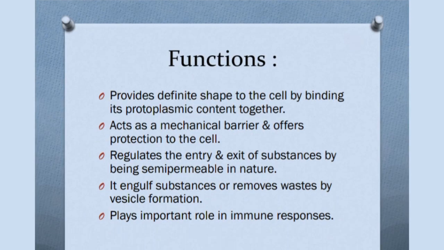Now, what are the various functions of the plasma membrane? First function is the plasma membrane provides a definite shape to the cell by binding its protoplasmic contents together. It's a very important function of the plasma membrane. It provides a proper definite shape to the cell by binding its protoplasmic contents together.